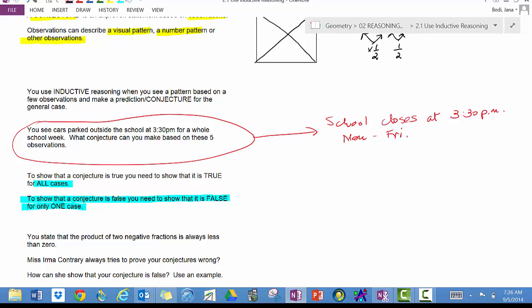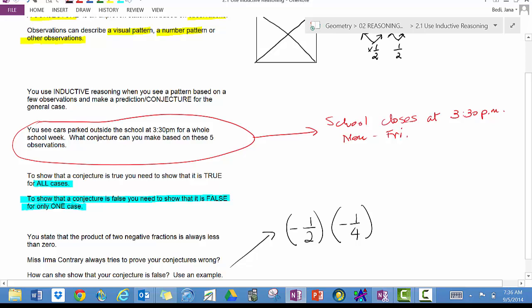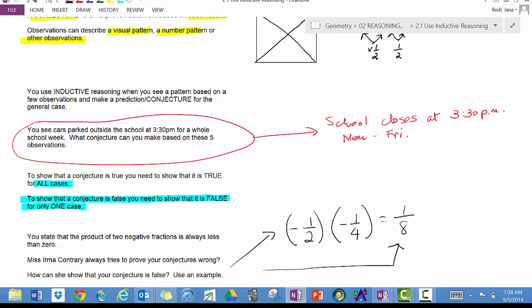Use an example. Alright, so the example that I would use, and I'm thinking out loud, you state the product of two negative fractions. So let me pick two negative fractions first. I am going to pick negative 1/2, and I am going to pick negative 1/4. And if I multiply those, I will get, well, based on this, it would say that Miss Irma Contrary is wrong and I am right.